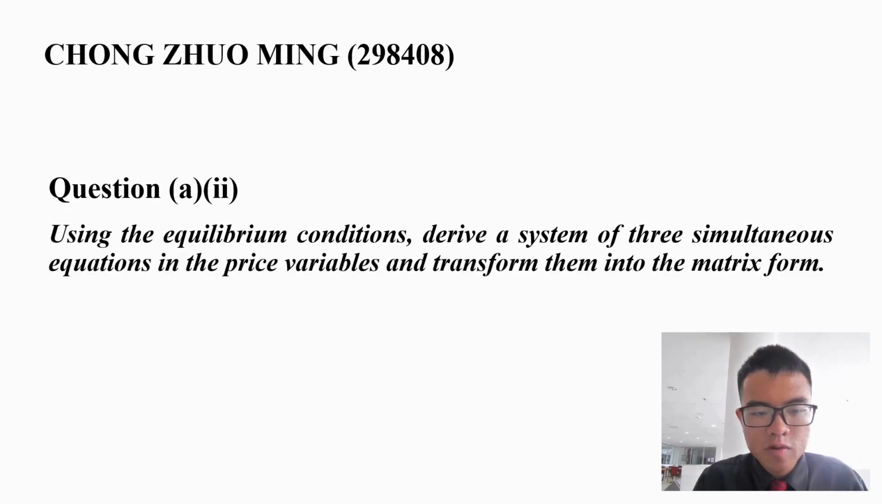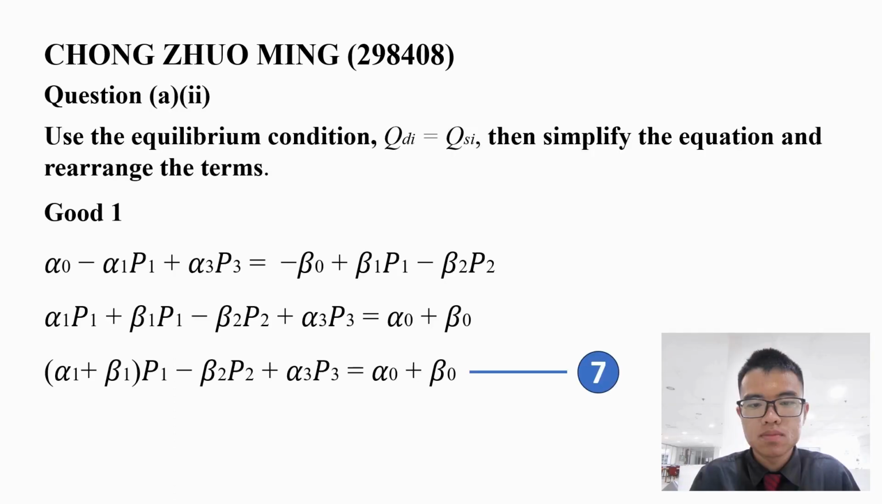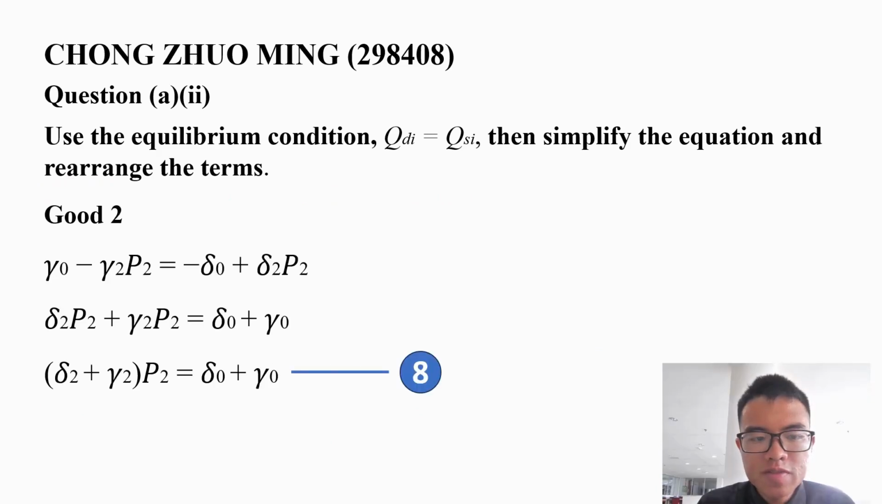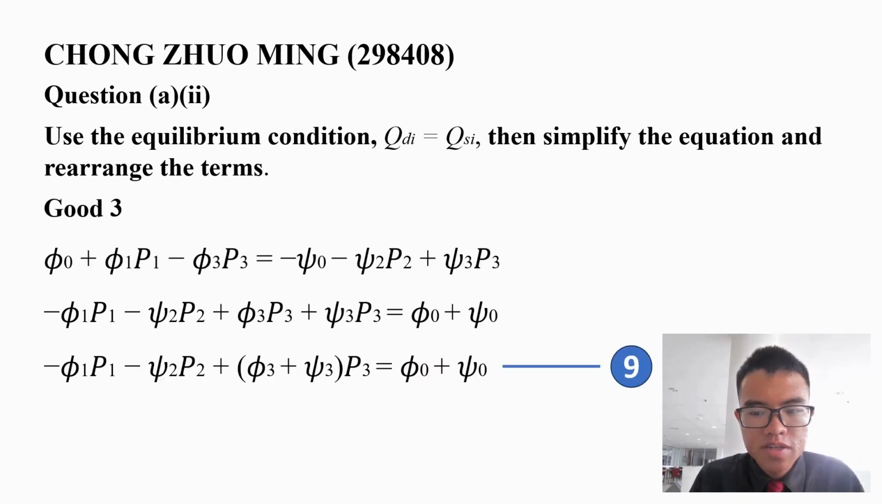In the second part of question A, we are required to derive a system of three simultaneous equations in the price variables using equilibrium conditions and then transform them into matrix form. To solve this, use the equilibrium condition QD1 equals QS1, then simplify the equation and rearrange the terms like this, as shown in the example of good 1. Repeat the same process for goods 2 and 3.